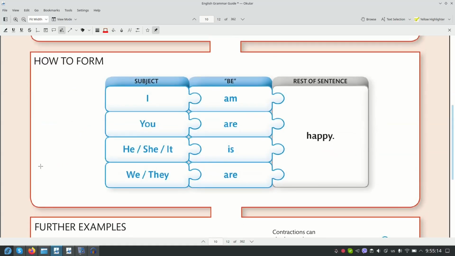Let's look at these forms. I am, you are, he, she, it is, we, they are. One more time. I am happy, you are happy, he, she, it is happy, we, they are happy.